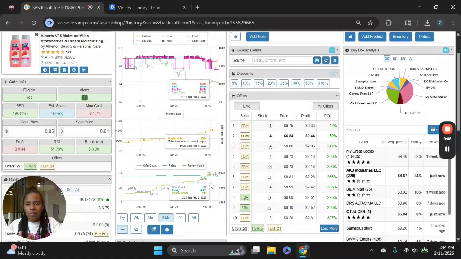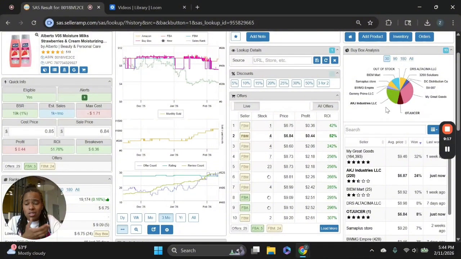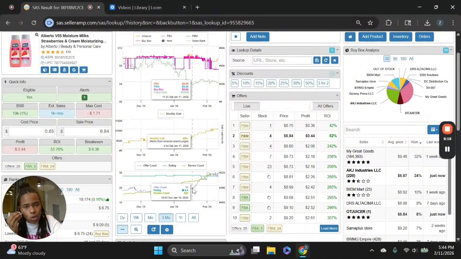And I will always tell everybody, if you want to know if a product sells and you're already profitable and everything looks good in the quick info, you need to go ahead and check the offer count and then check the buy box. And let's just say for some reason it doesn't have a buy box, check the offer count, because the offer count will always tell you if somebody is selling out of the product or if there's people hopping on the product. And that's what we're looking for. That's how we know if the product will sell fast or not, or if it will even sell at all.